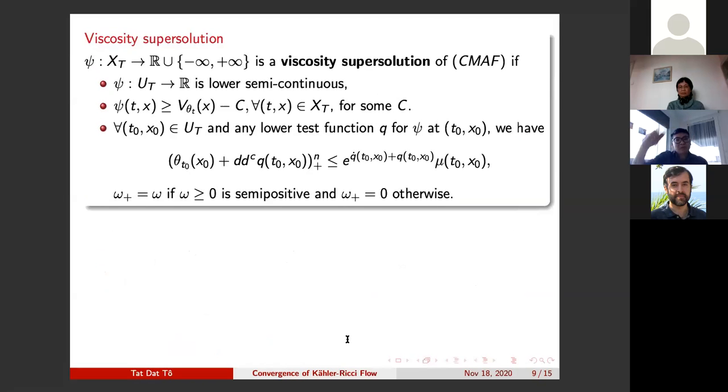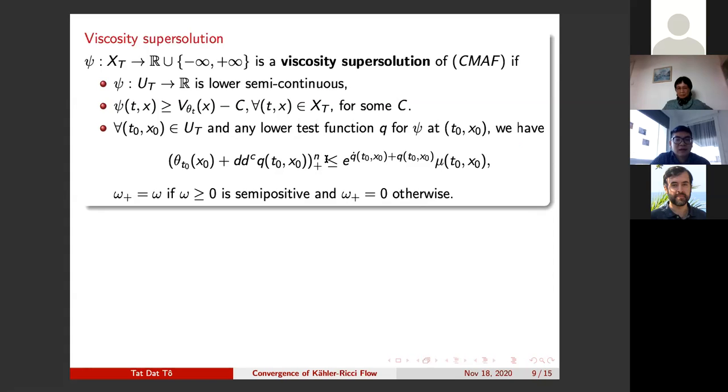Now for the subsolution, that means we have the lower semi-continuous function on the ample locus, the lower control for the potential of the function, and in particular the inequalities for the subsolution. We change the inequality: instead of bigger than, we have less than here.